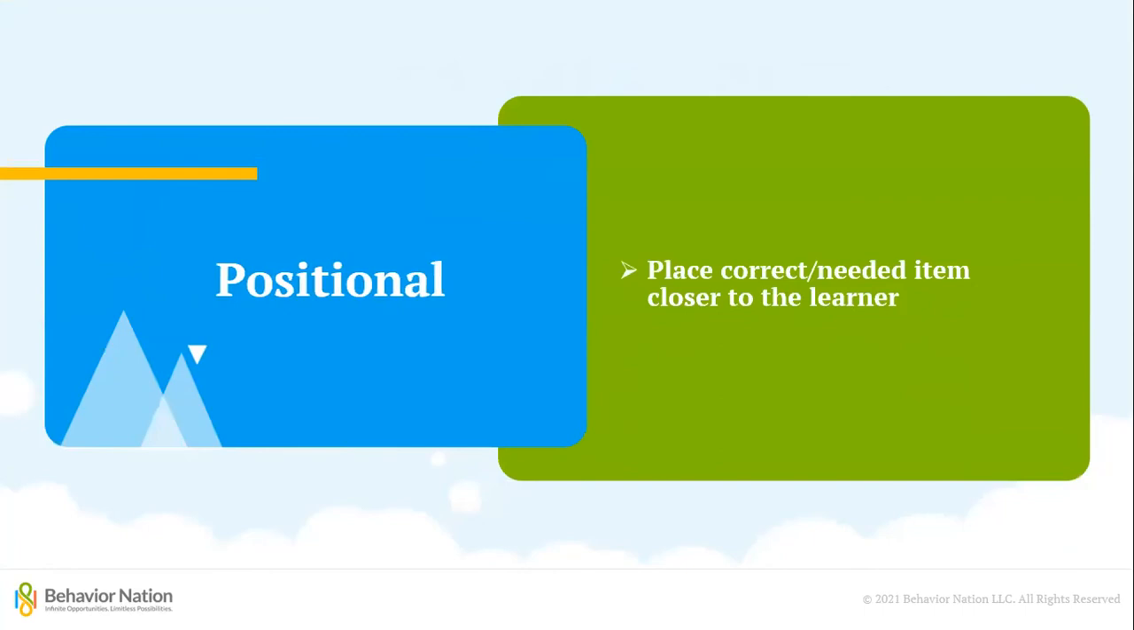The first prompt we will discuss is the positional prompt. This prompt places the correct or needed item closest to the learner. For example, if the direction is to match blue, the needed match card will be closest to the learner.